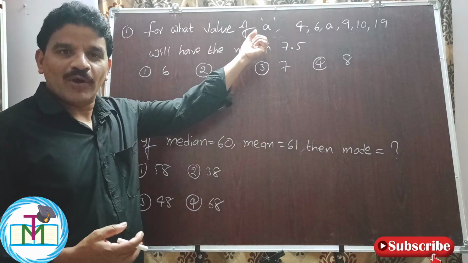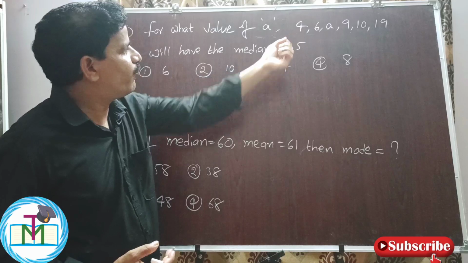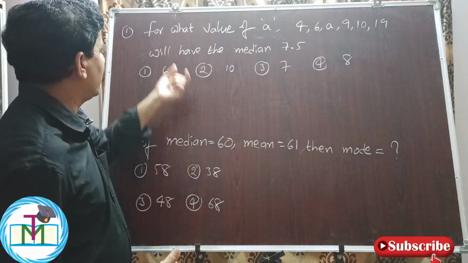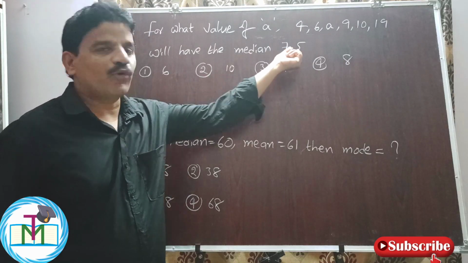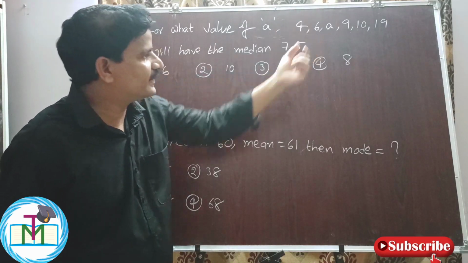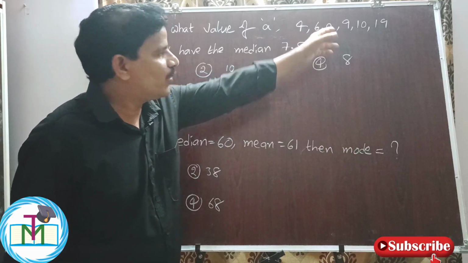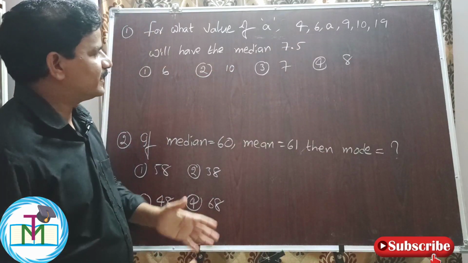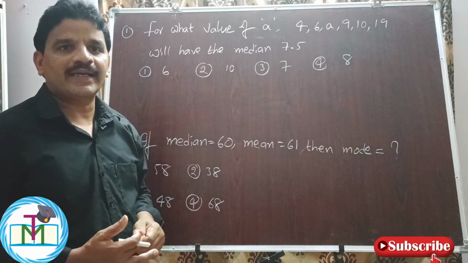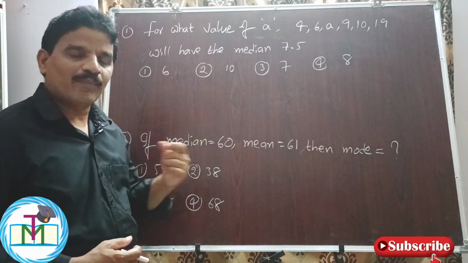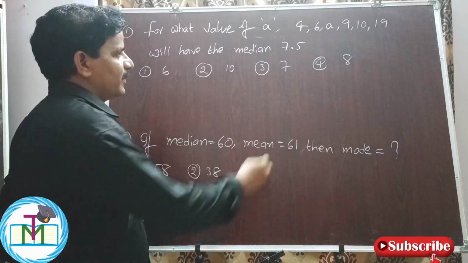For what value of A will the raw data 4, 6, A, 9, 10, 19 have the median 7.5? Here the given data is raw data and the median is also given. What you have to find is the value of A. So what is the median formula for raw data? When raw data is given, median depends on the number of observations. Let us calculate.